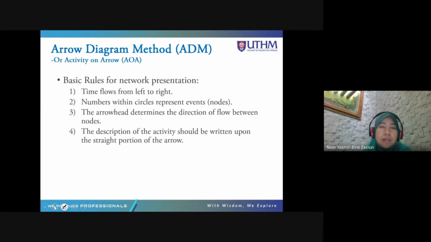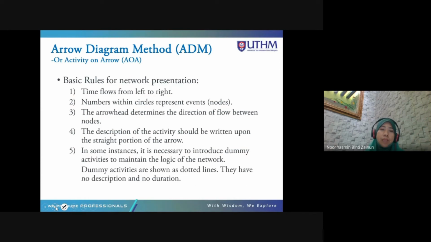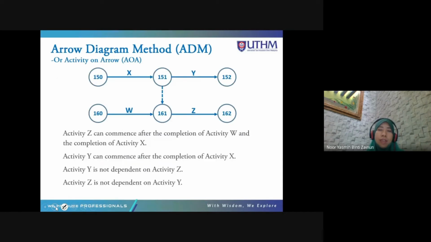The description of the activity should be written upon the straight portion of the arrow. In some instances, it is necessary to introduce dummy activities to maintain the logic of the network, because we cannot write two arrows with the same activity. Dummy activities are shown as dotted lines. They have no description and no duration, because they are created just to show the logic of the relationship between the activities.